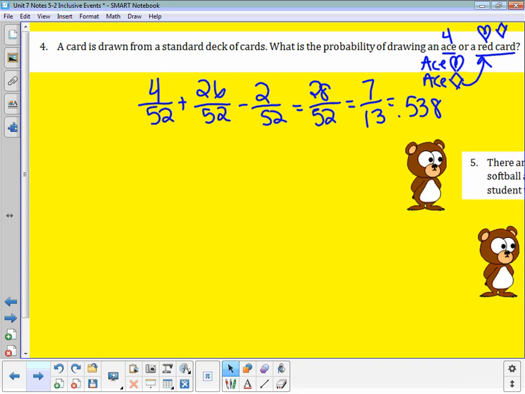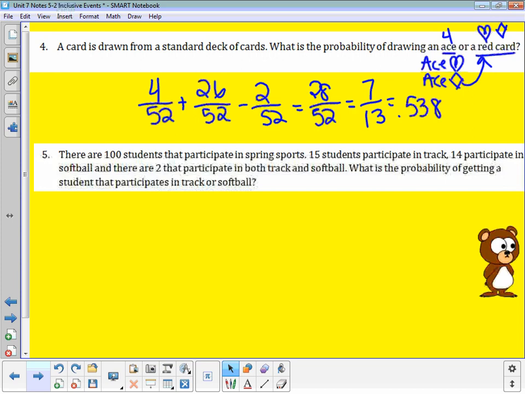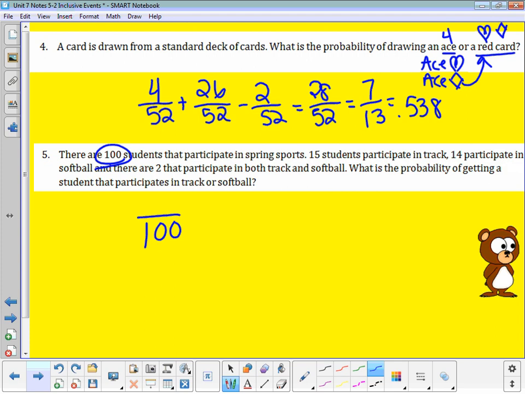Okay, now I'm going to get this one set up for you, and then I just want you guys to finish it up yourselves. There are 100 students that participate in spring sports. So first thing I know is that my total is going to be 100. Okay, there's 15 students participating in track, 14 participating in softball, and 12 that participate in both track and softball. So that "both" right here tells me I'm going to have to subtract at some point.